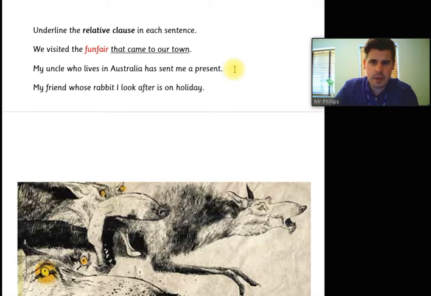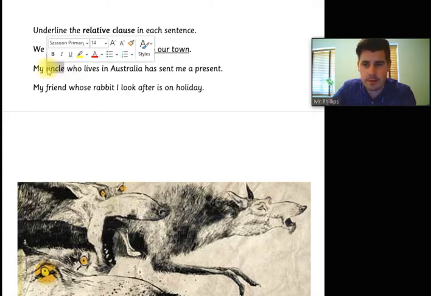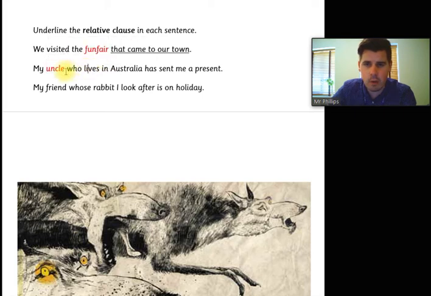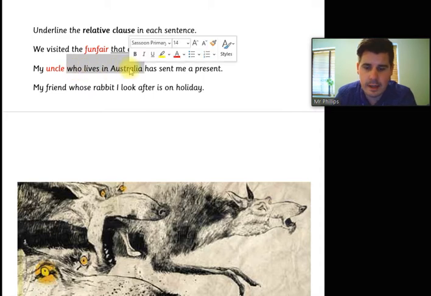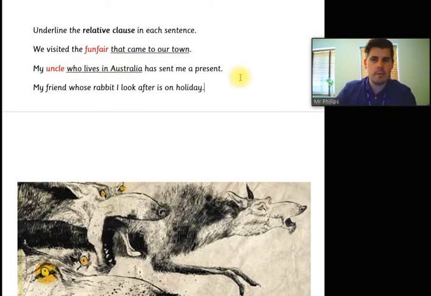Okay. My uncle who lives in Australia has sent me a present. Now this one is slightly different to this one. In the top one, the relative clause came at the end of the sentence. Okay. Where in this one, I can spot here, there's a relative pronoun. It's who, which, where, that, whose. So I know that that's a relative pronoun. And here is the noun it's describing. So it's the uncle. And now where do you think the relative clause ends in this one? My uncle who lives in Australia has sent me a present. Well, it's just this bit, isn't it? Who lives in Australia. That is the bit that's describing the uncle.